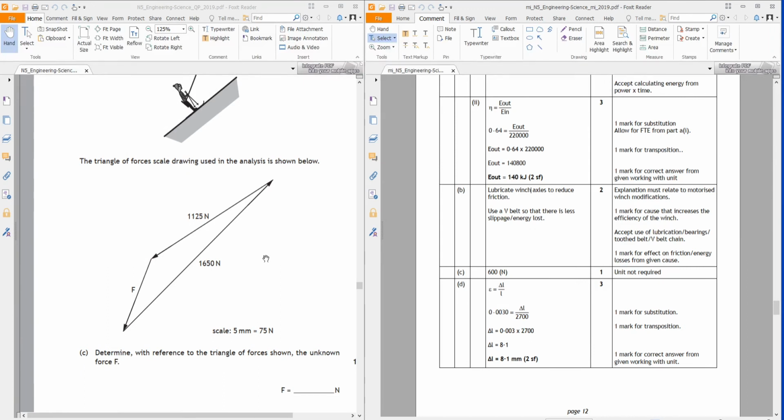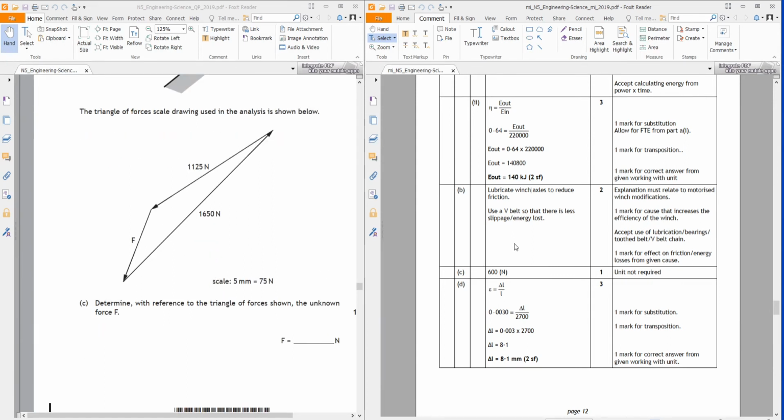This one, I meant to put in the dimensions of F. If you're doing it for real in the exam, you would measure F with your ruler, and then using the 5 millimeters equals 75 newtons, you would find that F turns out at 600 newtons. It's a scale question, that one.